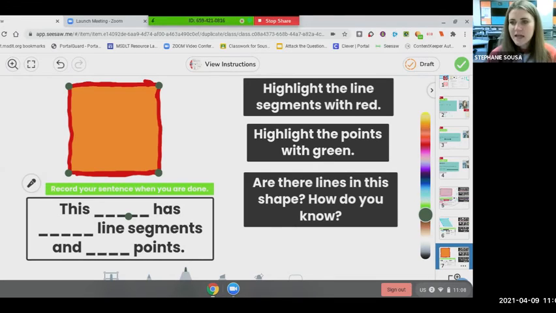We got our line segments, we got our points, and we're getting ready here to take a look at how many of each there are. Question, are there lines in this shape? Are there lines in this shape? No. Why not? 'Cause they don't go on. Because why? Because they don't go on forever. Correct. They do not go on forever. Okay, thank you for that.